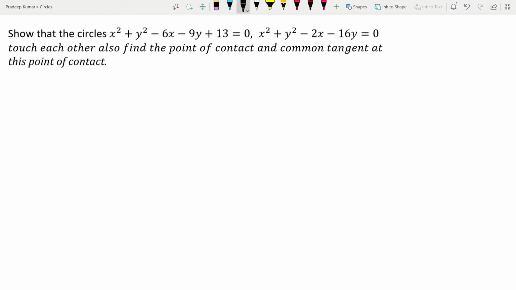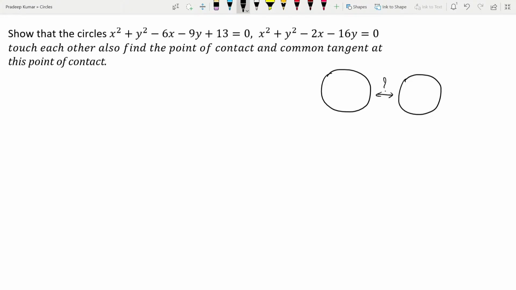So there are three things which they are asking us to find out. First thing they are asking us to find out is the point of contact. These two circles, if they are touching, then they are asking, are they touching or not? If they are touching, then the point at which they are touching, that we have to find out.